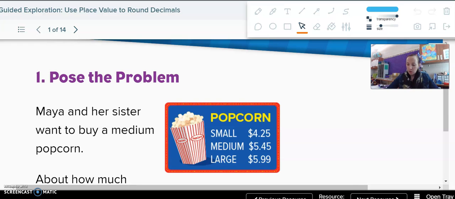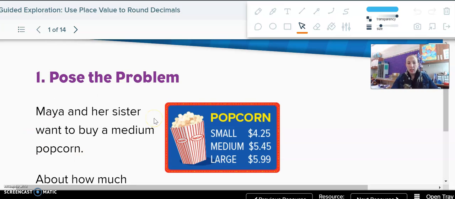All right, 3.5, use place value to round decimals. So make sure you are on that page of your notes that says 3.5 at the top. The good news is rounding decimals is very similar to rounding whole numbers, which you will see.